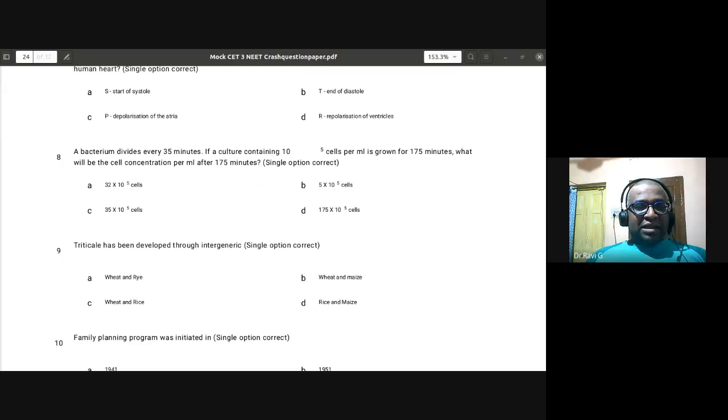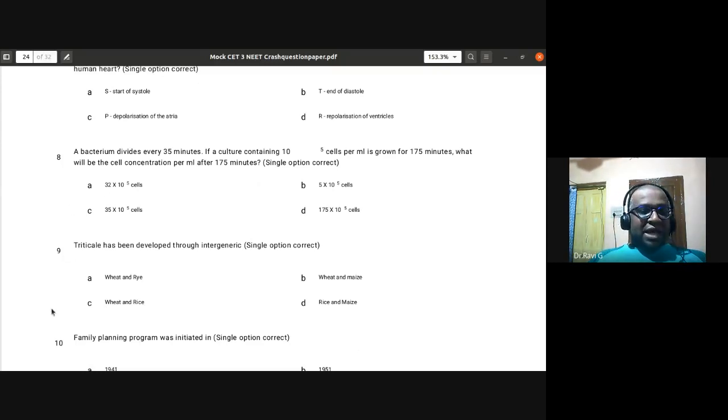How we came to this calculation is, there is 10 to the power of 5 cells per ml grown for a bacterium that divides every 35 minutes. So 10 to the power of 5 cells per ml is grown for 175 minutes. What will be the concentration per ml after 175 minutes? So the question we have to understand properly: if a culture containing 10 to the power of 5 cells per ml is grown for 175 minutes, what will be the cell concentration per ml after 175 minutes? So that is what we have to do.